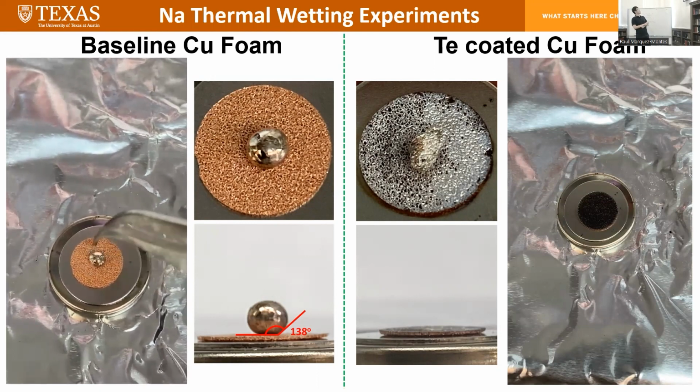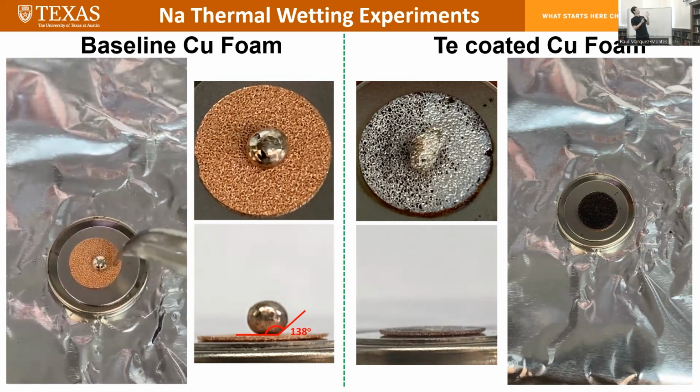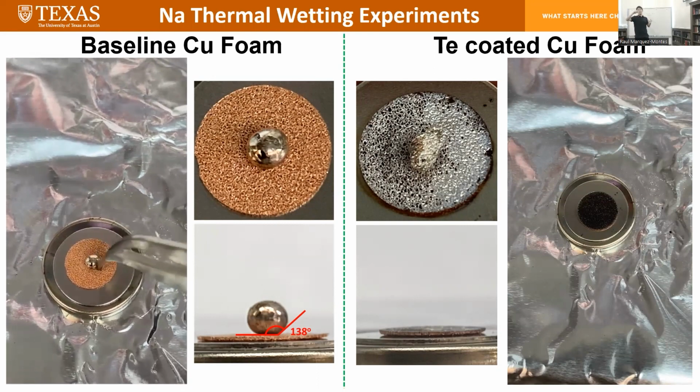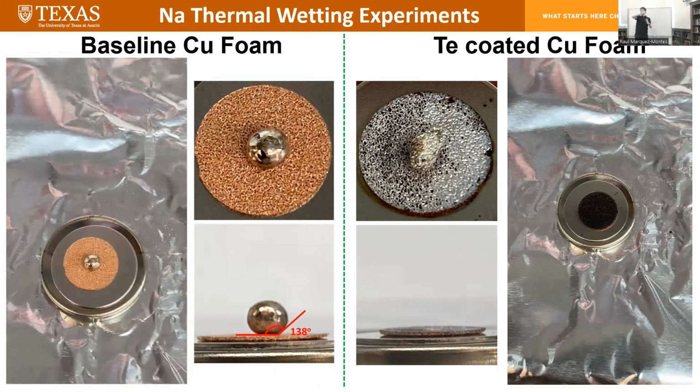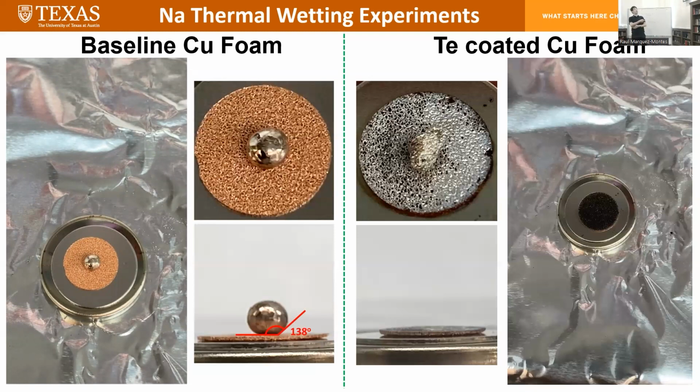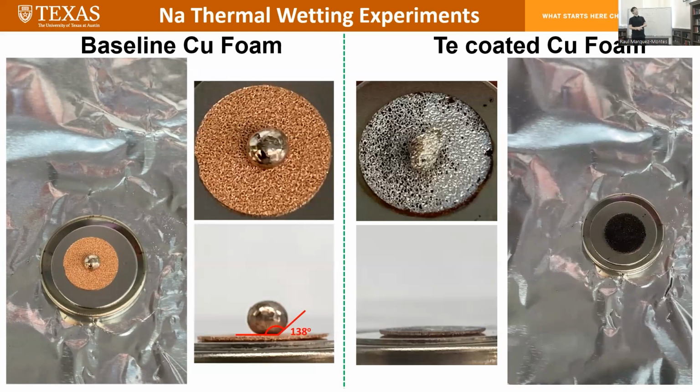In the one case, you see the sodium melt forms a ball. It doesn't wet the surface, no matter how hard I try to push. I can easily play around with it by moving the sodium from one place to the other. Finally it stays as a ball, and the contact angle is around 130 degrees, which again proves the non-wetting behavior of the sodium. So let's see what happens with the modified collectors.